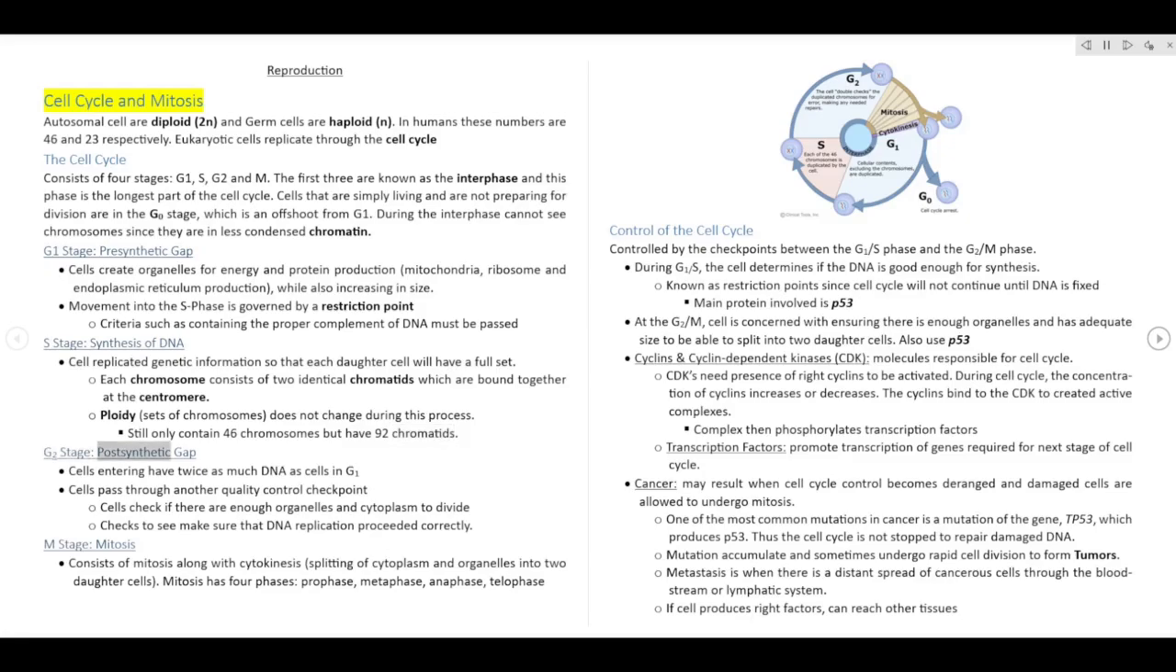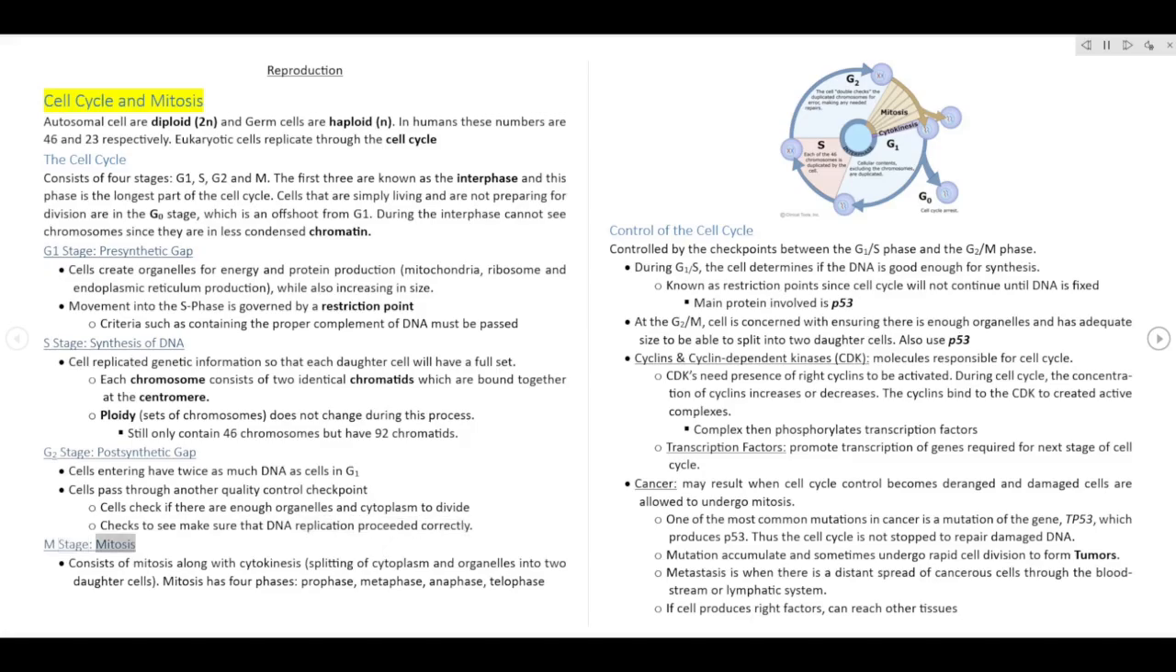G2 stage, postsynthetic gap. Cells entering have twice as much DNA as cells in G1. Cells pass through another quality control checkpoint. Cells check if there are enough organelles and cytoplasm to divide, and check to make sure that DNA replication proceeded correctly.